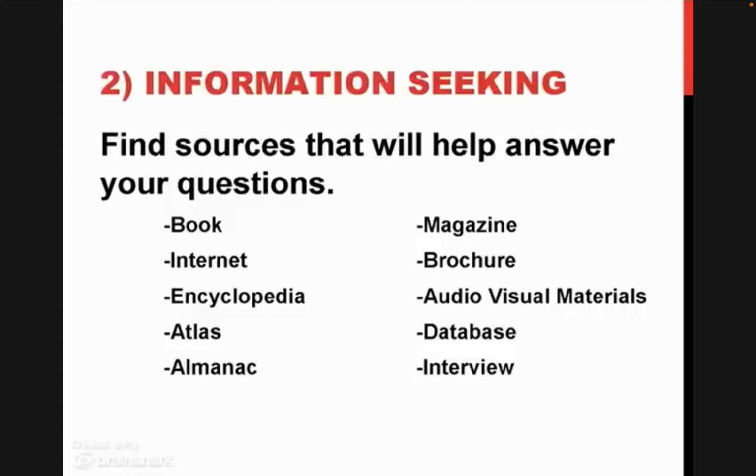The second step is information seeking. Here are a list of possible sources that might help you with your research. You could use books, the internet, encyclopedias, an atlas, which is usually for geographic information, an almanac, magazines, brochures, audio or visual materials, databases, or interviews. Any of these could be possible sources to help you find information.